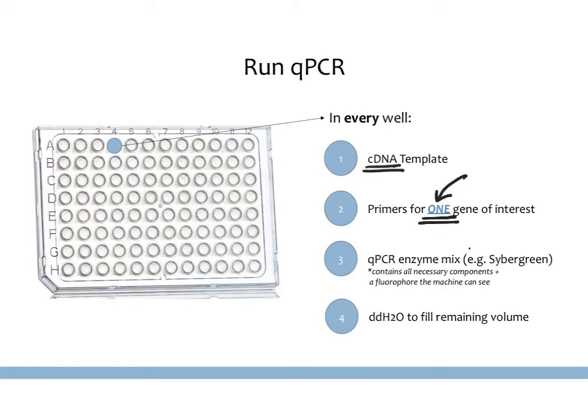You will then add in your qPCR enzyme mix. These are mixes that come commercially. An example is SYBR Green, which contains all the necessary components like our extra base pairs and DTT and all the other things that we might need, and contains a fluorophore, in this case SYBR, that the machine can see and detect. That is how it will know how much your gene is amplifying. And then finally, you add in water to fill in the remaining volume. So this is your basic template, and we'll go through the exact amounts and exactly how to set this up in future slides.